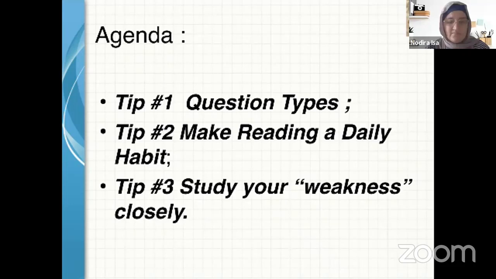And secondly, I would like to suggest to you and share the sources that I was using to make reading a daily habit. And last but not least, I think that's the most important of all, you have to study your weaknesses closely. So let's start with the first one.